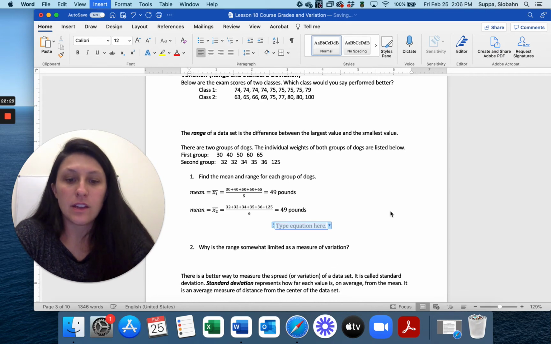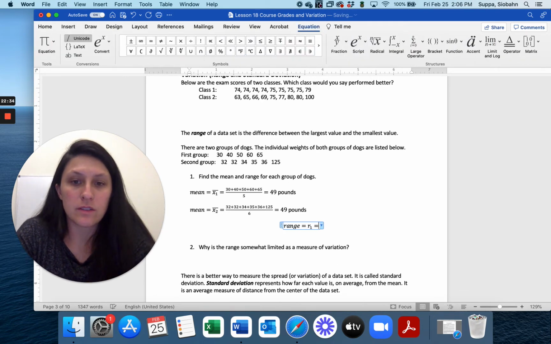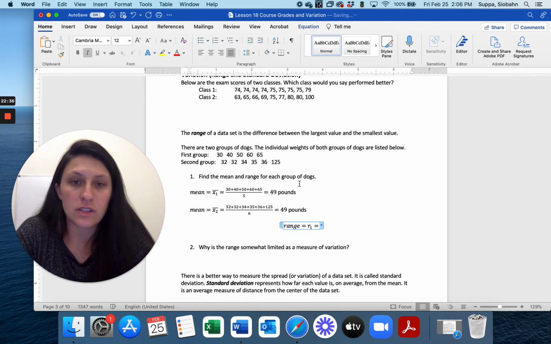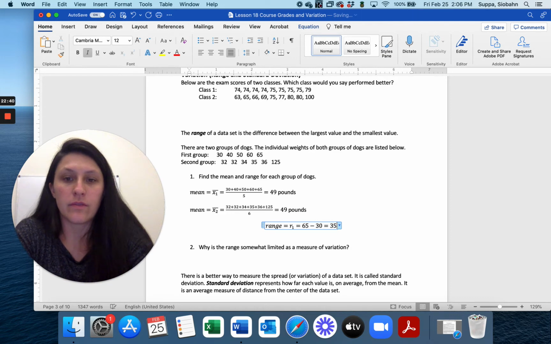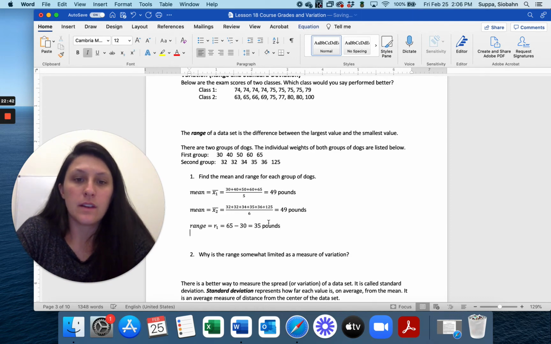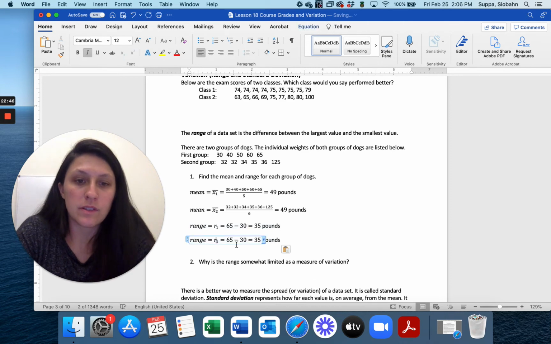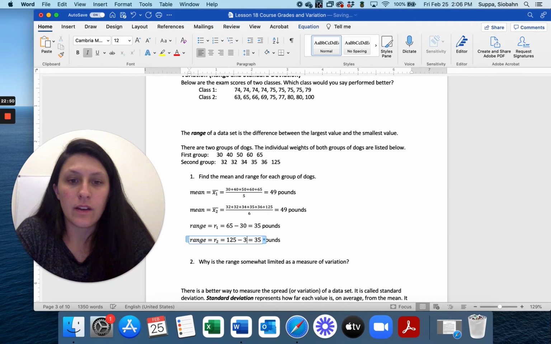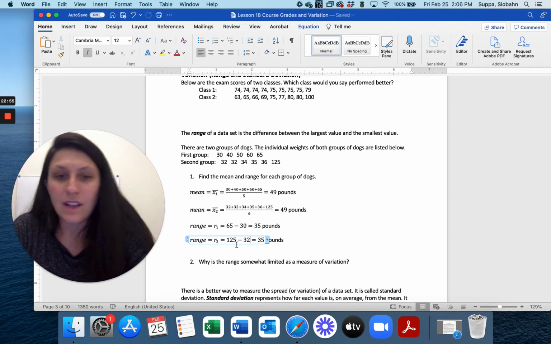And then the range is just the biggest number minus the smallest number. So we can call this the range of group 1. We'll call that R sub 1. So 65 minus 30, which is 35 pounds. Then we can do the same thing for the second group of dogs. We can call that R sub 2. And the second group is 125 minus 32, which is 93.